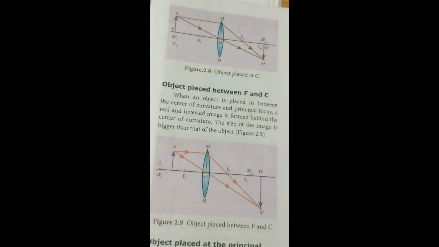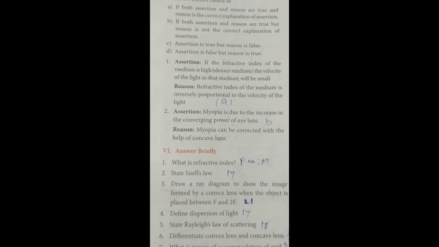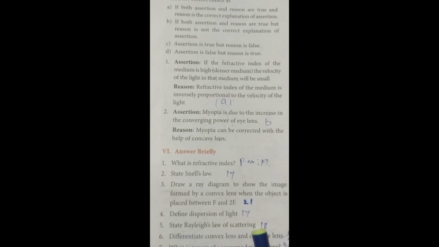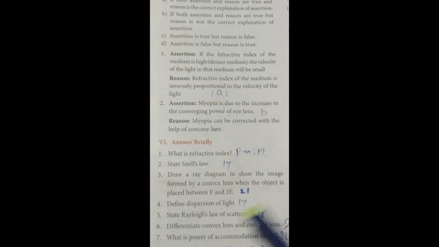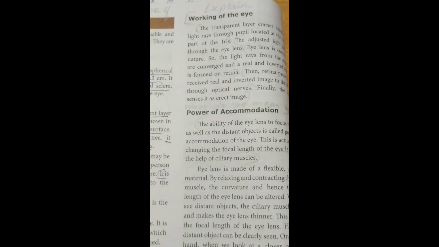Okay, page number 21. Then define dispersion of light, that is page number 17. And state Rayleigh law of scattering, page number 18. And differentiate convex lens and concave lens, already marked, page number 23. Which is the power of accommodation of eye, that is given in page number 24. Okay, power of accommodation paragraph. Okay, power of accommodation, already you marked this page number.